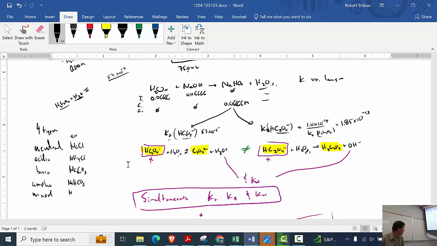Mixed would be like an acidic cation paired with a basic anion. So ammonium nitrite would be an example. Ammonium would be acidic, nitrite would be basic. Nitrate would be neutral, but nitrite is basic. And so this will be mixed here. Well, anyway, this is going to be an amphoteric salt.